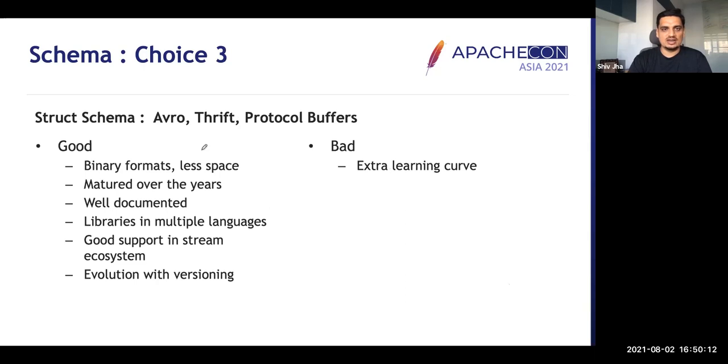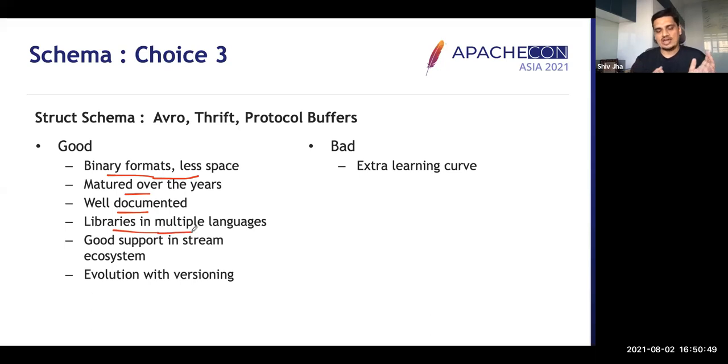What we actually like is struct schema, which in Pulsar's world is the abstraction below which you have Avro's implementation, Thrift's implementation and Proto's implementation. These are all binary formats where the key name is not shipped as part of every message. So binary formats are all space efficient. They have been in use in the streaming ecosystem over the years. So they have matured, they're all well documented, and libraries are supported.